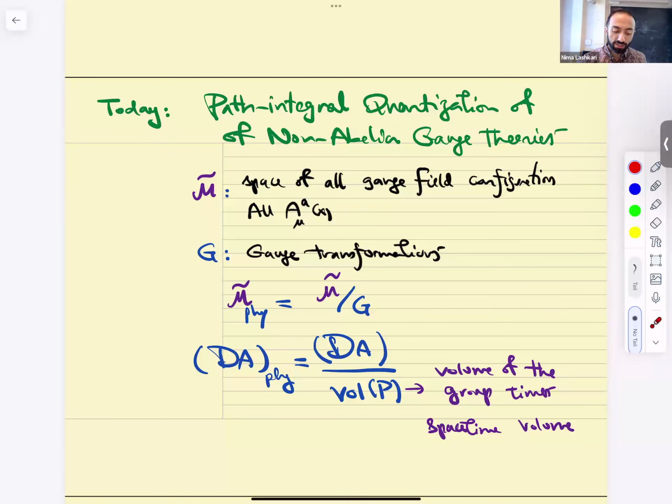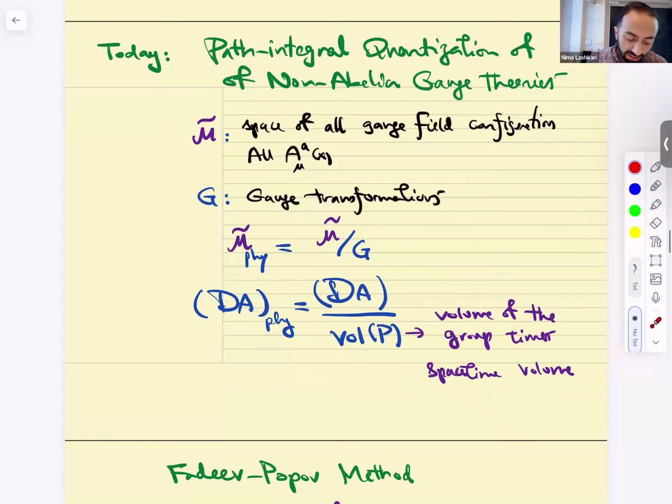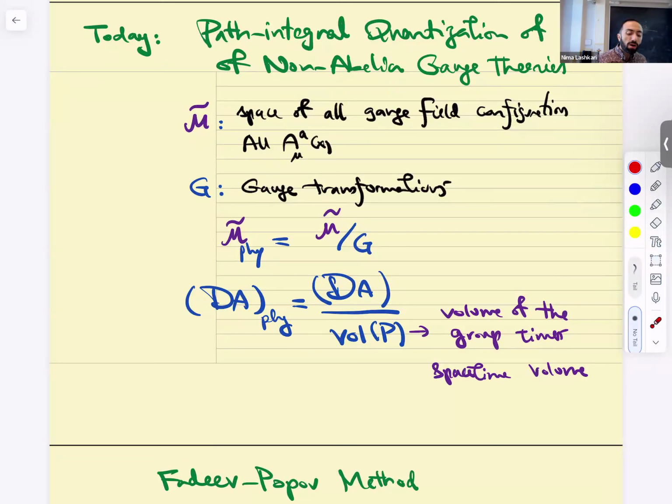So this is a connection, if you wish. Maybe that's a better term. Sorry, I should say fiber. What we want to do is path integrate over physical configurations. But the issue is our gauge transformation. So what we're going to do is path integrate over all of M tilde, the space of all configurations, and mod out by the ones that are related by gauge transformation, the volume of the gauge group. Now, this is the spacetime volume because, yeah.